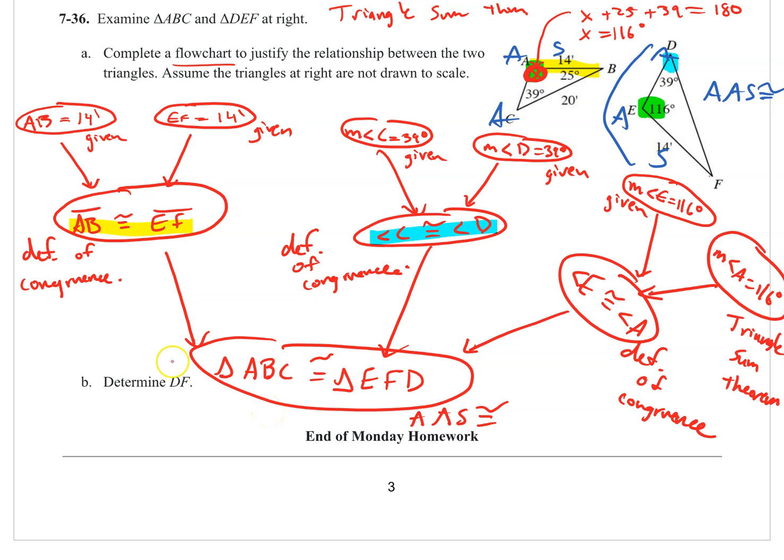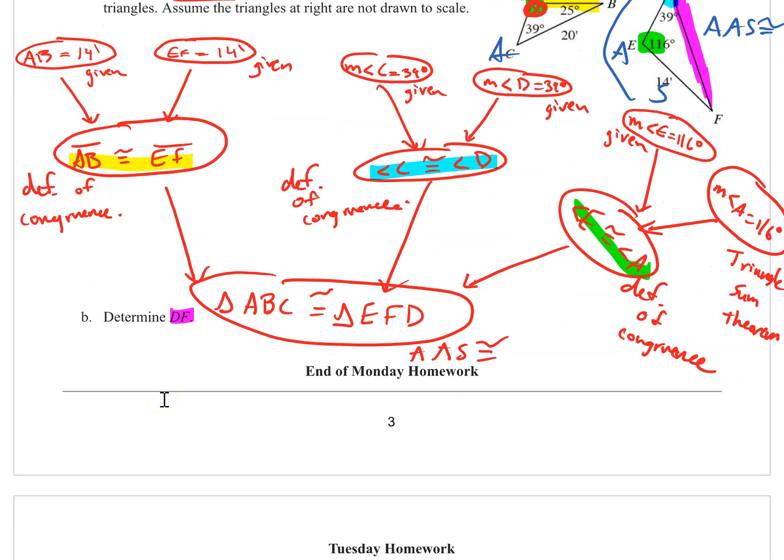All right. What is DF? Okay, so I'll give you a tip and you can figure that one on your own. DF is this side of the triangle. So what side does it correspond to in the other triangle? Then that's DF.